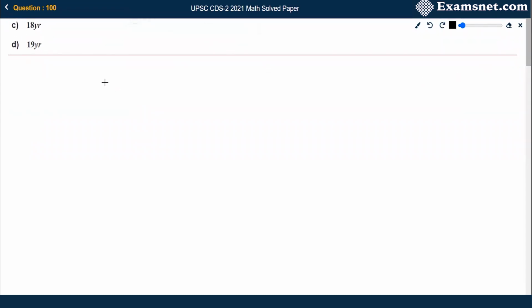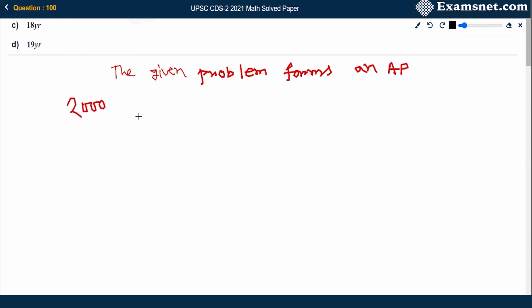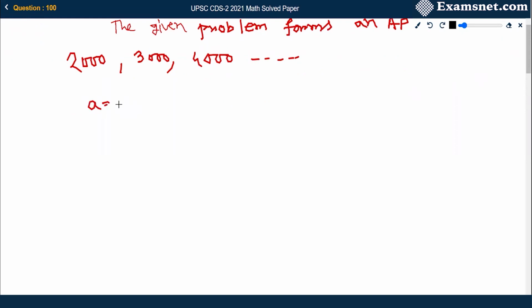Okay. Now, the given problem forms an AP. Look, the first savings, that is 2,000. In the next year, it will be 1,000 more, so 3,000. In next year, it will be 1,000 more, so 4,000, and so on. This way, it will go on. So here we can say A 2,000, D 1,000. Okay, so the common I got D 1,000.